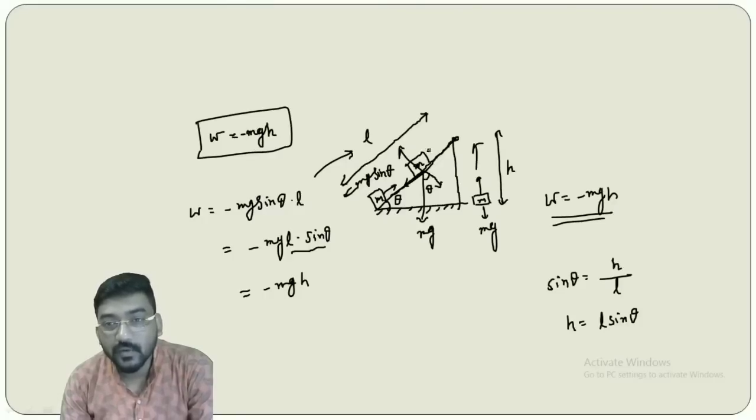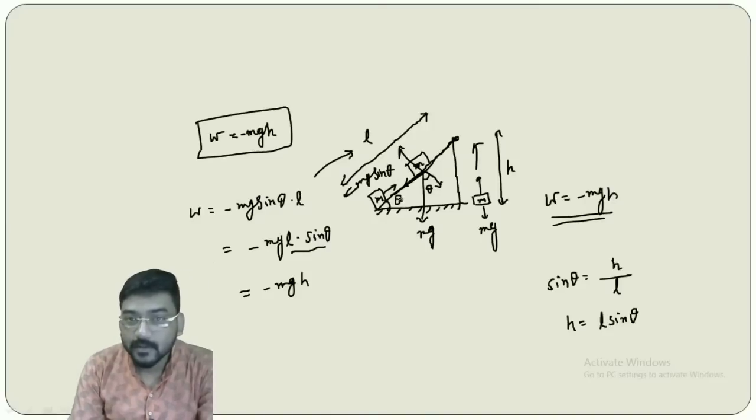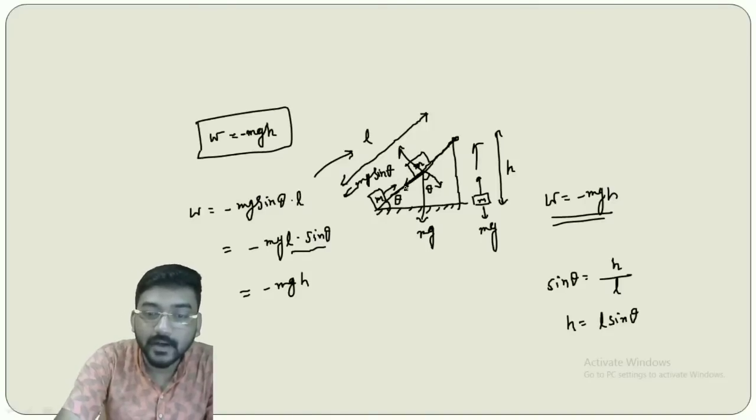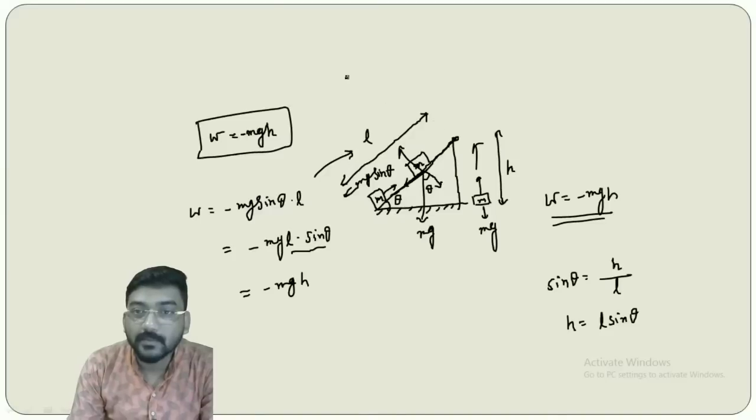Okay, but for conservative force you will have the same work done for each and every path. Okay, so now we can see that the work done is path independent, and it actually means that the integral of F dot dr is path independent.